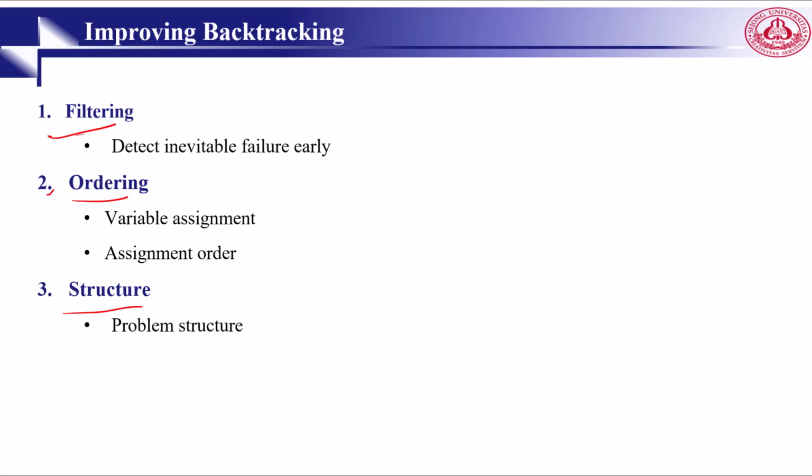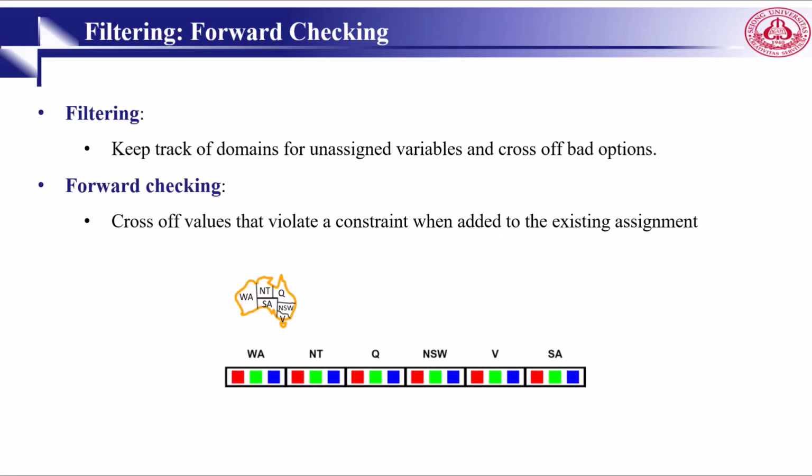In the case of filtering, we want to predict the future failures and prevent them. How? In the case of n queens, when we assign one queen to one cell, for example here, then we remove this line, we remove that column, and also we remove the diagonals related to this cell. Let's see how filtering can help us.